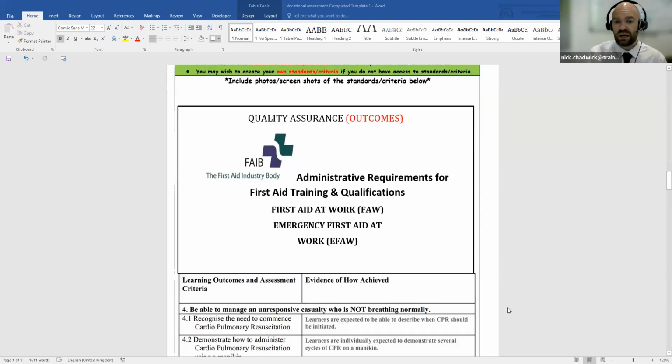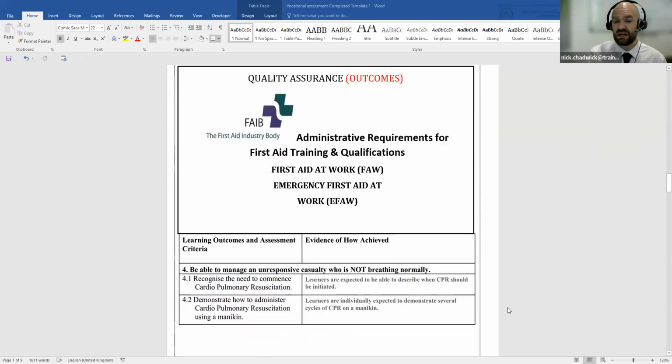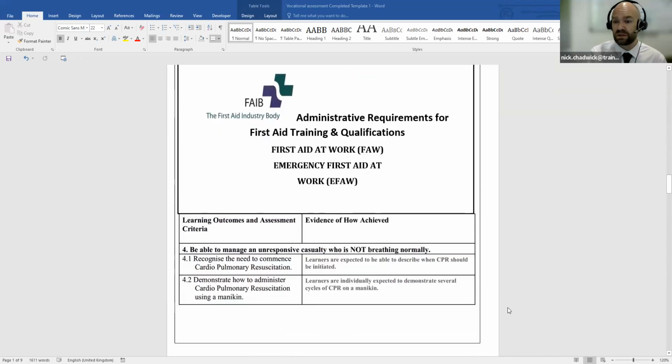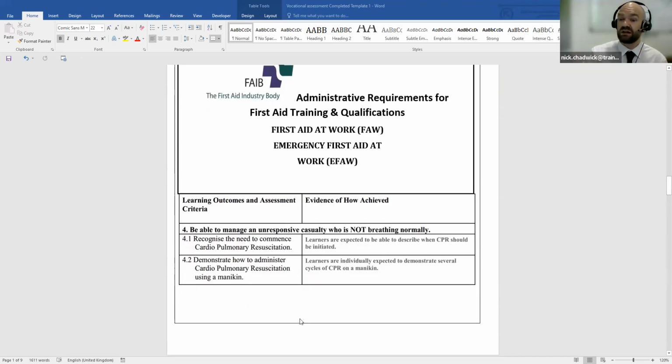So let's just have a look at the criteria for the CPR practical. As you can see there, we have the company logo, the FAIB. We have the 2 standards of 4.1 and 4.2. It's only 2 standards here, but it's to recognize the need to commence CPR and also how to demonstrate CPR as well. So it provides me with some information on what I should be looking for as the assessor.